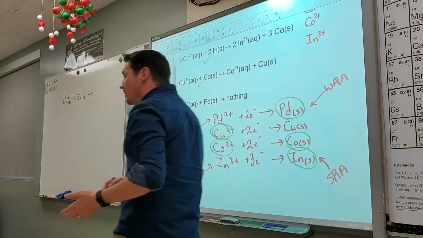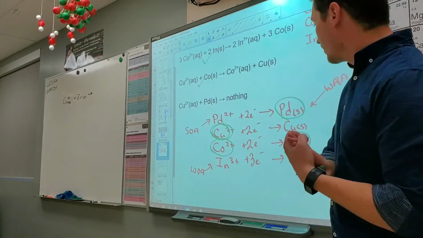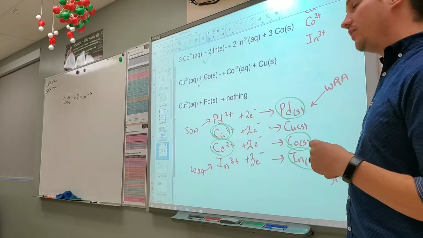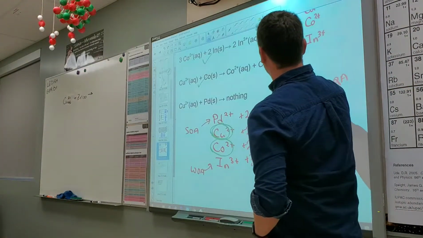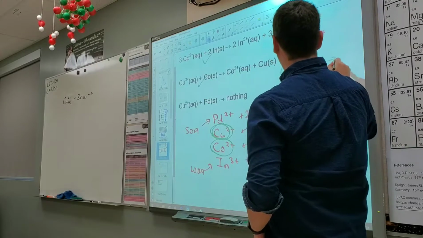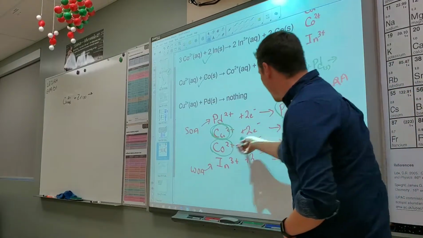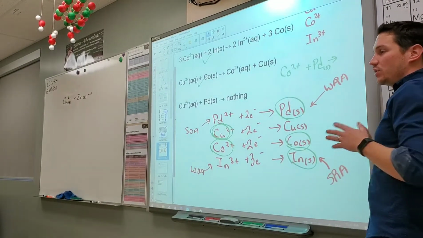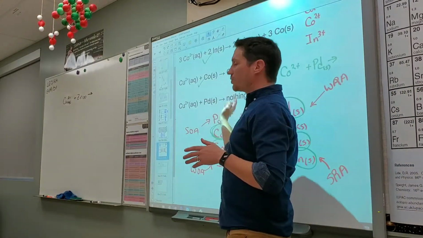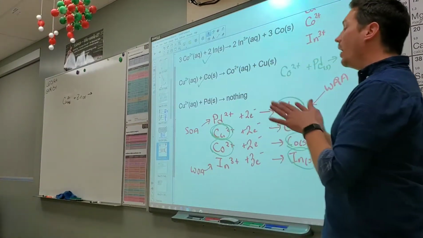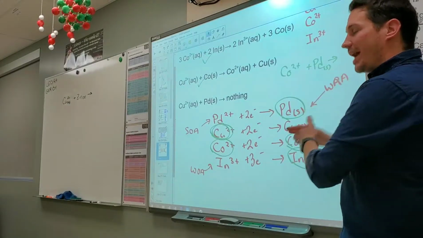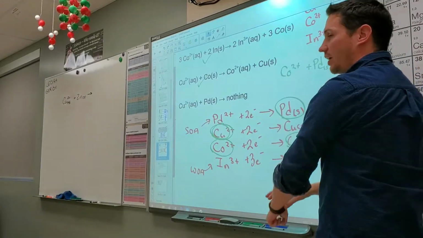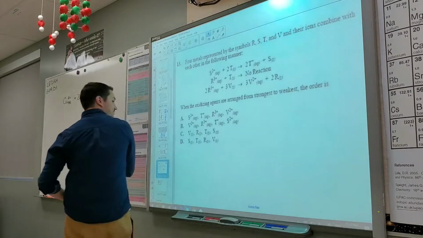What if I chose cobalt ions and palladium metal? What would happen? Nothing, because that's an uphill reaction, right? These are all the kinds of things that the diploma could ask you. The diploma could give you these 3 reactions, and then it could say, well, what if you had this reaction? You would have to build a redox table and then try and identify whether or not it's uphill or downhill to figure out if it's spontaneous or not.